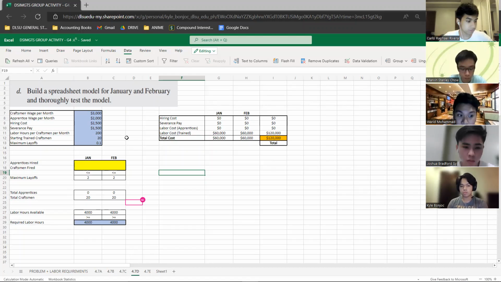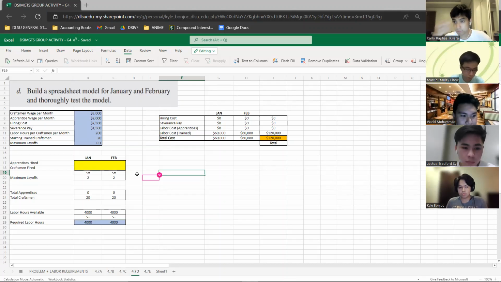Here we get the value of 2 by multiplying our maximum layoffs of 10% by our starting trained craftsmen at 20. Moving forward, we see that our total apprentices are at 0, but this is only because there are no values placed within cells B17 to C17. If I put a value, for example 1, it changes and the rest of the spreadsheet model is affected.